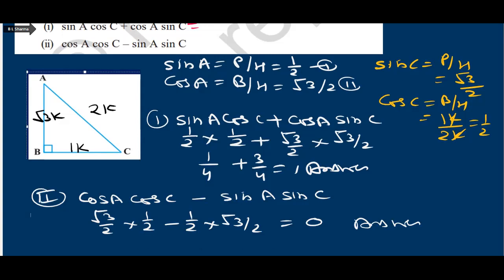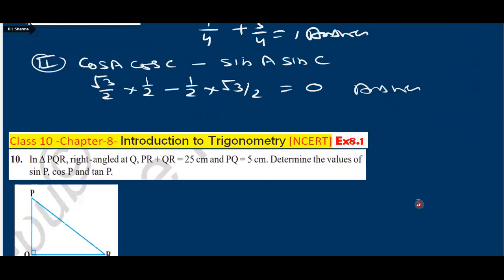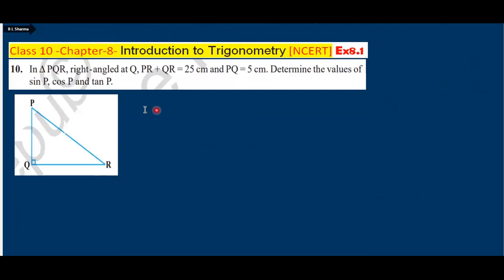That's all for this question. And now the next question for you. That is question number 10 on your screen. Please read the question carefully. In triangle PQR, right angle at Q. This is your right angle, a 90 degree angle. PR plus QR is 25 centimeter. PQ is given 5 centimeter. So here PQ is 5 centimeter.